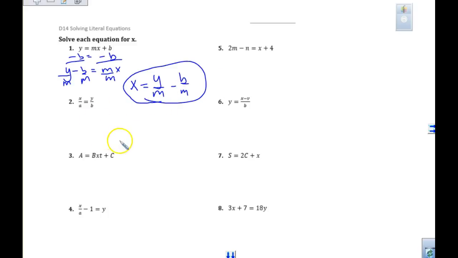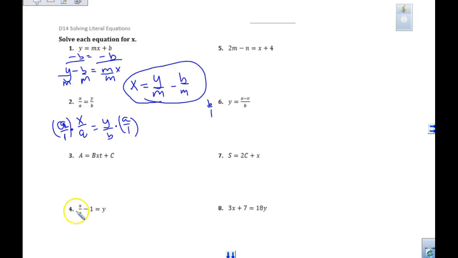If I want to get x by itself, this is x divided by a. What can I multiply by to get rid of this a in the denominator? A over 1, right? And on this side, I have y over b, and I'm simply, again, multiplying it by a over 1. Remember, whatever you do on one side, you do on the other. Now, what would you want to multiply by in 6 on both sides? B over 1.